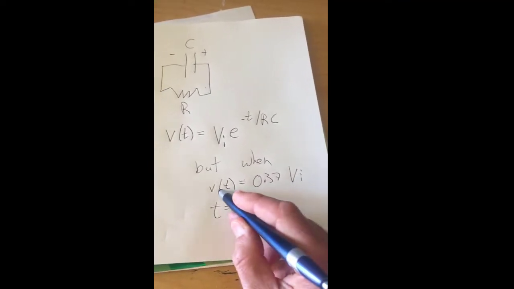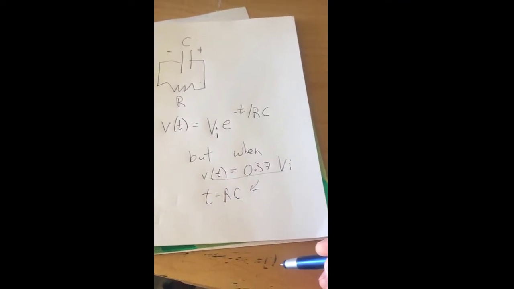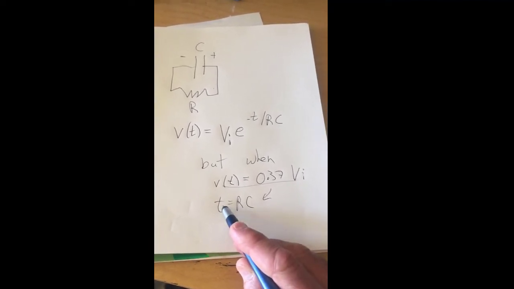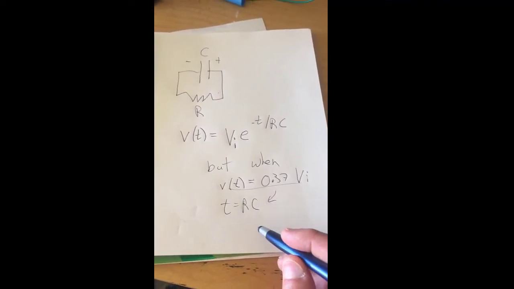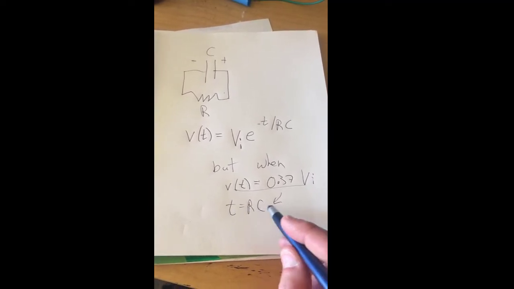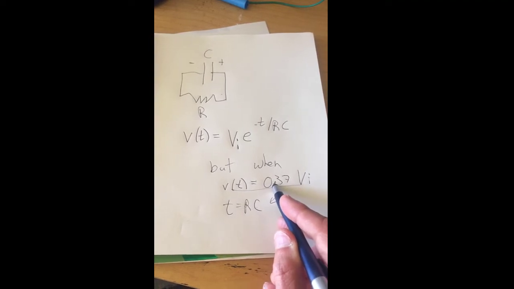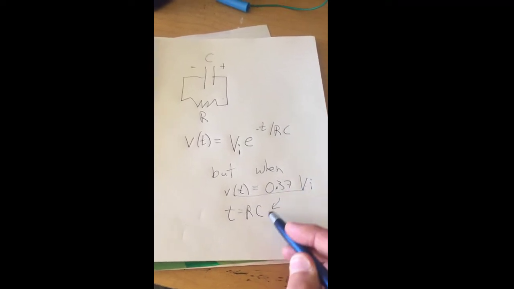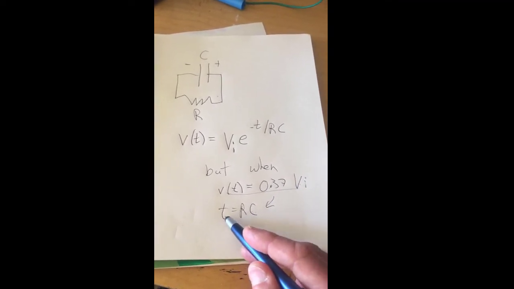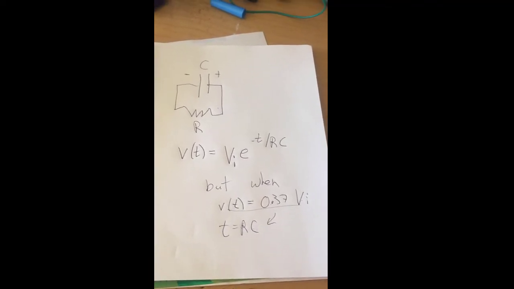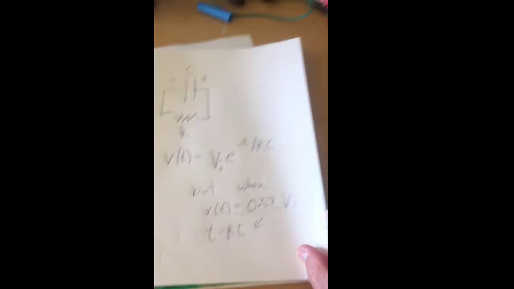When this is true, t is equal to RC. So you have a really simple equation to calculate the relationship between t, r, and c. If you want to find t, you multiply r times c if you know the two of them. And that t will give you the time at which the voltage is 37% of the initial voltage. Or you can calculate c and r if you know t in one of these here. That's the RC circuit.